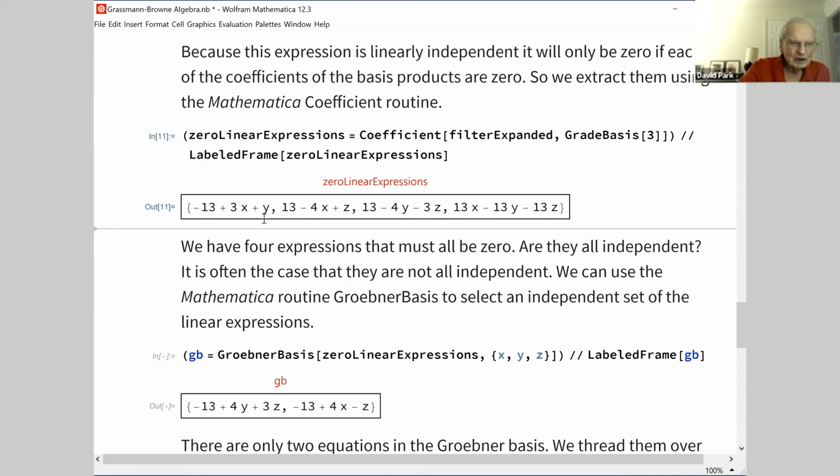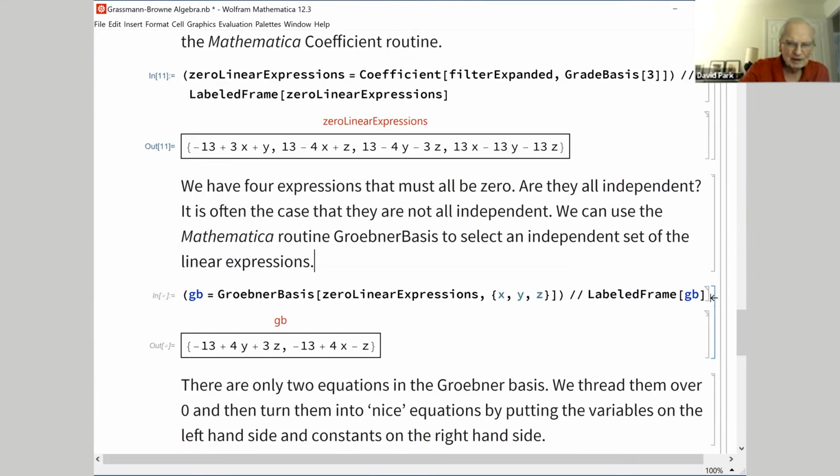And we get 4 linear expressions, which are the coefficients. We have 4 expressions that must all be 0. Are they all independent? It is often the case that they are not all independent. We can use the Mathematica routine Grosvenor bases to select an independent set of linear expressions. And this is actually a rather trivial problem for Grosvenor bases, but it's a nice introduction.